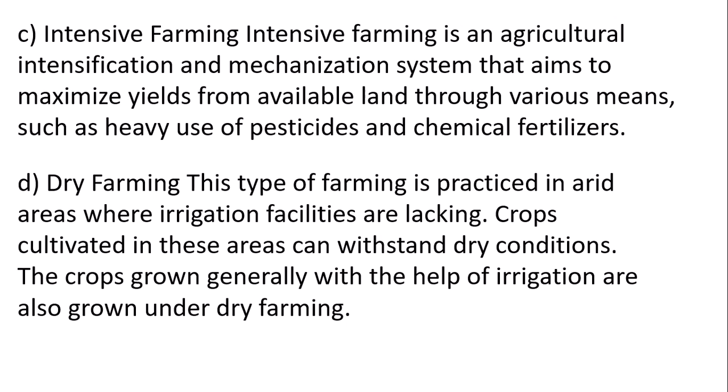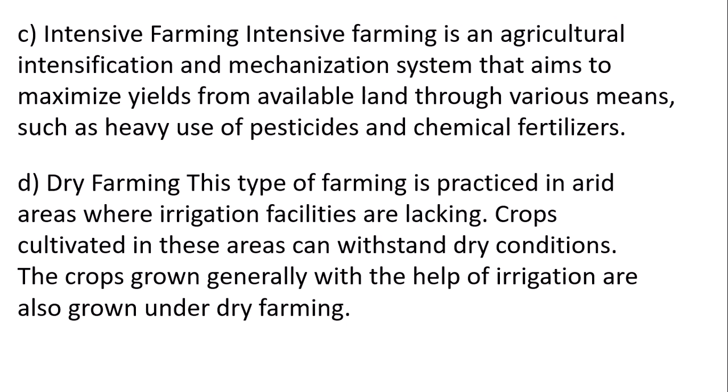Next, intensive farming. So here we find it's an agricultural intensification and mechanization system that aims to maximize yields from available land through various means such as heavy use of pesticides and chemical fertilizers. So too much they use.